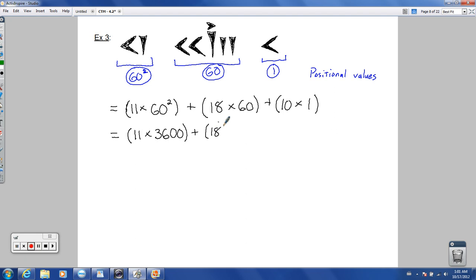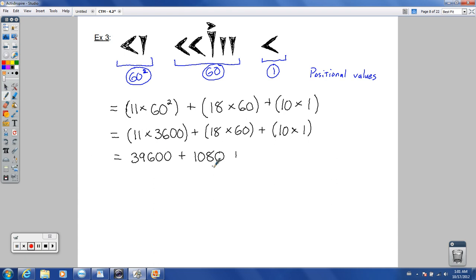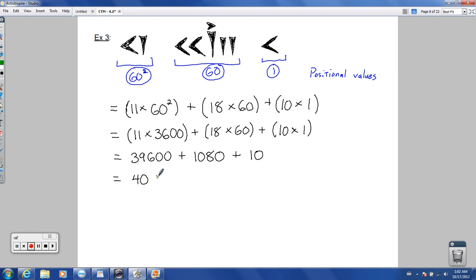So I'm going to rewrite this all out again. This could be a step you could skip later on. I could have put 3600 right here to begin. But we've got 10 times 1, just rewriting that all down. Now I'll simplify everything at once. This will be 39,600. This will be 18 times 60. Definitely a helpful thing to have at this point would be a calculator. And so we have plus 10 right here. Add this all together, and you get 40,690.